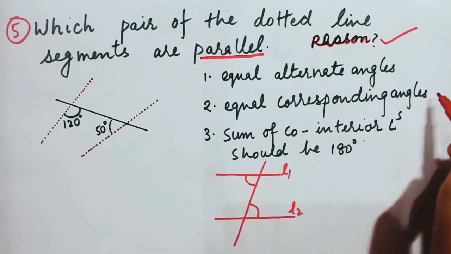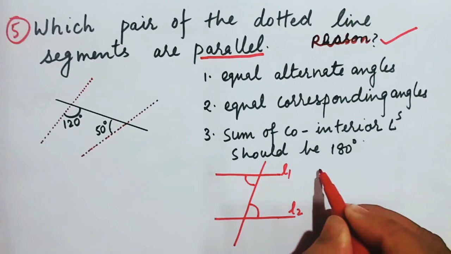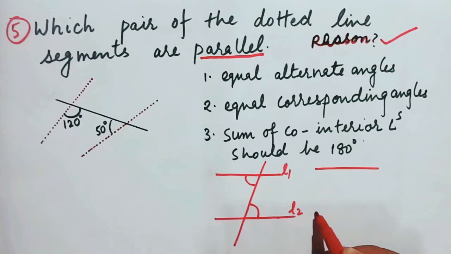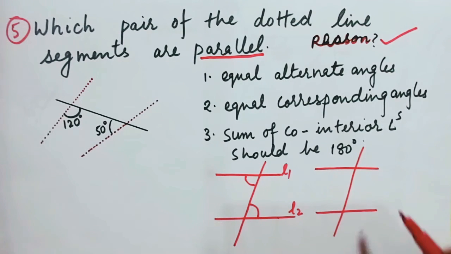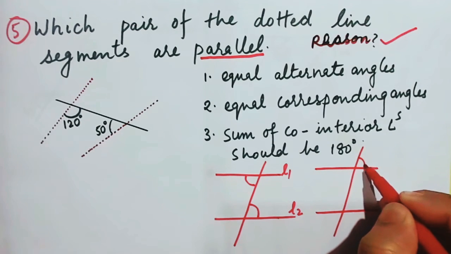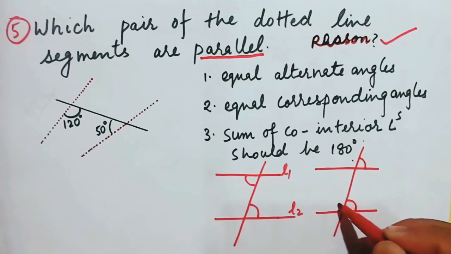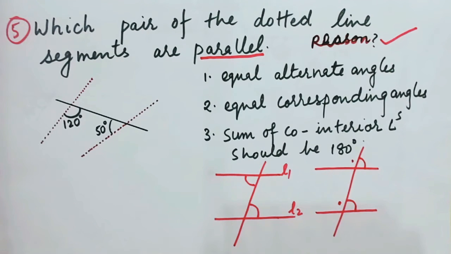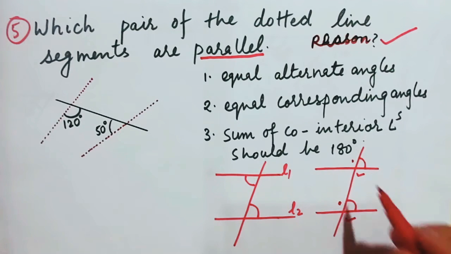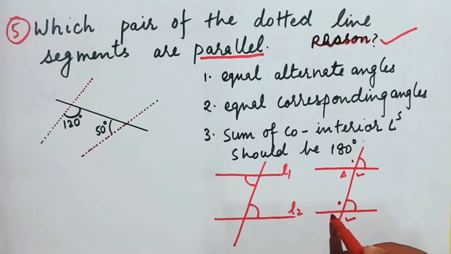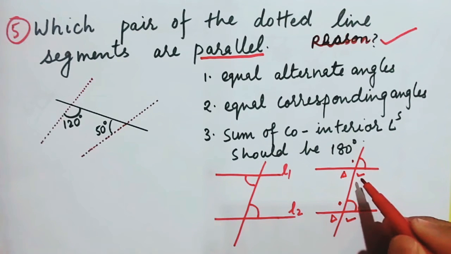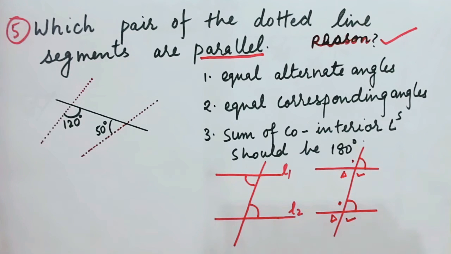Equal corresponding angles means if the corresponding angles are equal. These are the corresponding angles, these two are the corresponding angles. Not only these two, even these two are also the corresponding angles. Similarly, this one and this one are corresponding angles, and this angle and this angle are corresponding angles. So if corresponding angles are equal, we would say that the lines are parallel.